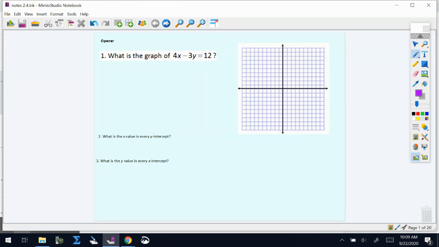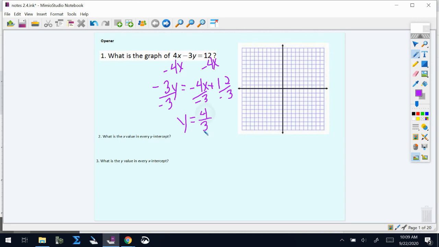So at this point, to graph something like this, we want to get y by itself, so it's in slope-intercept form. So we're going to subtract 4x. So we have negative 3y equals negative 4x plus 12. And then finally, to get y by itself, we're going to divide by negative 3. When you have a negative divided by a negative, you're going to get a positive 4/3.